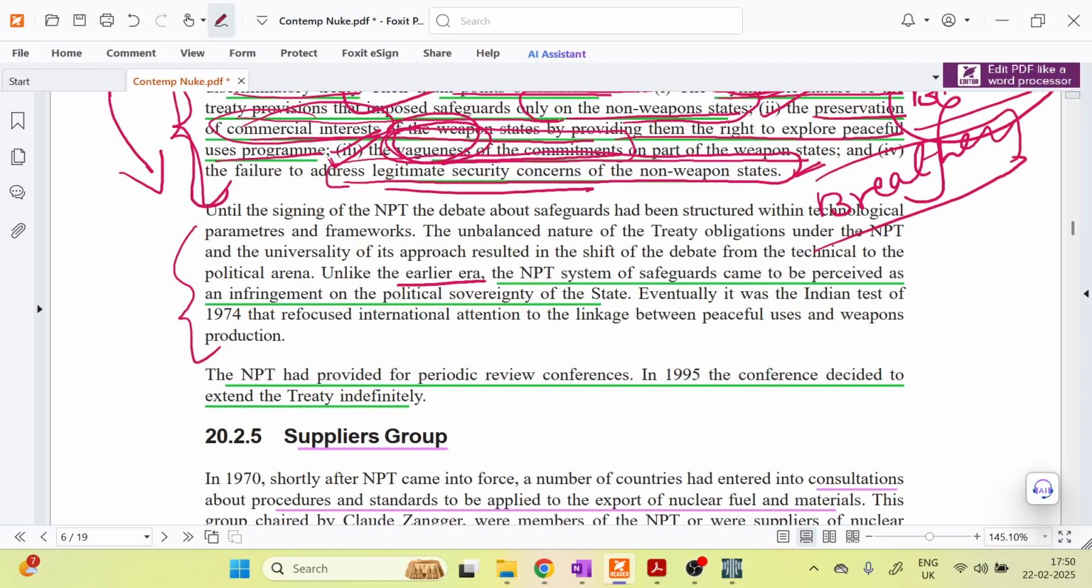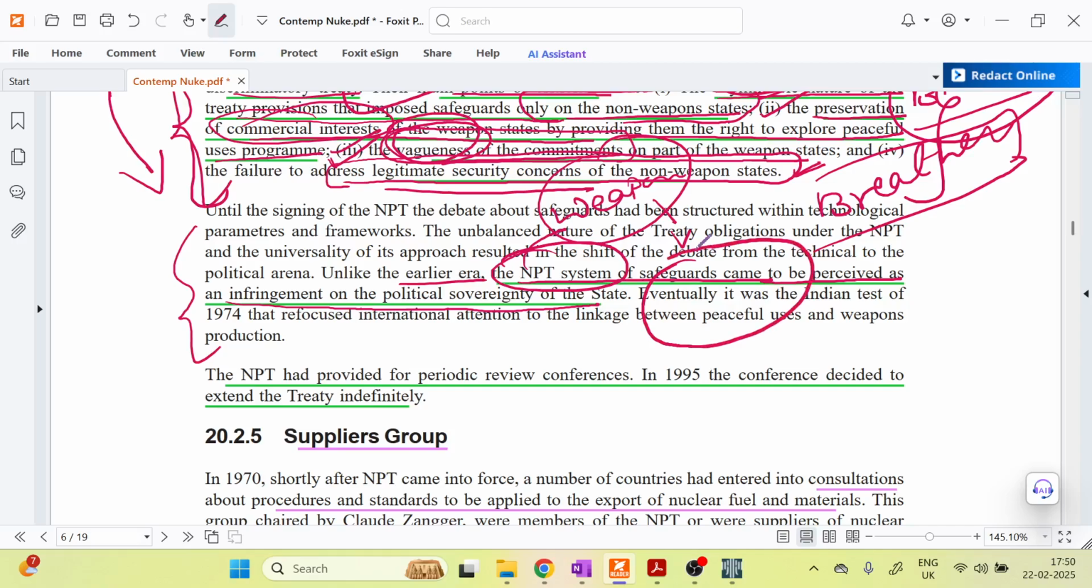Then, unlike the earlier era, the NPT system of safeguards came to be perceived as an infringement on the political sovereignty of the state, because this NPT system gave the weapon states the right to inspect the critical technological facilities in non-weapon states. So this was an infringement, or in other words, a violation of the political sovereignty of a state. This situation can be compared with invasion of privacy.